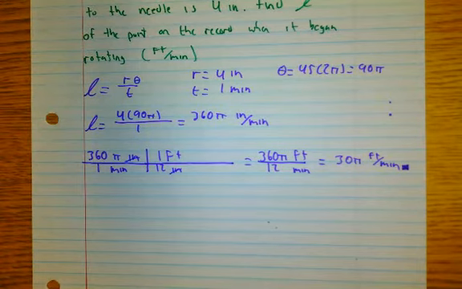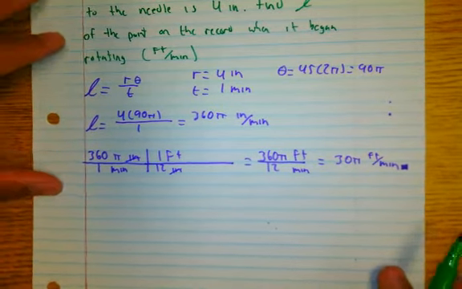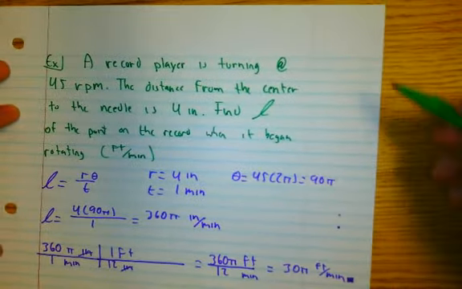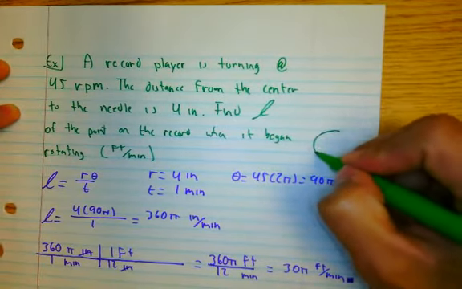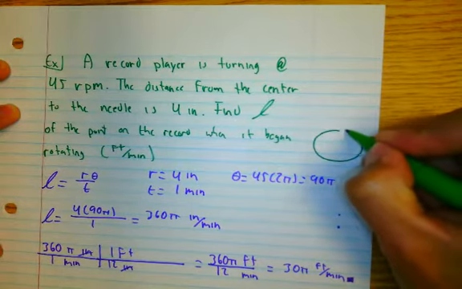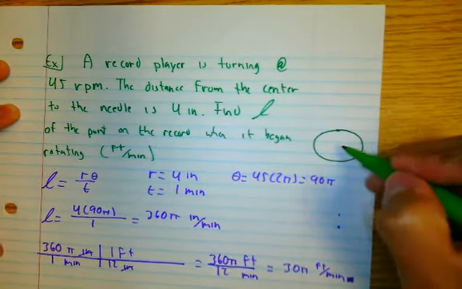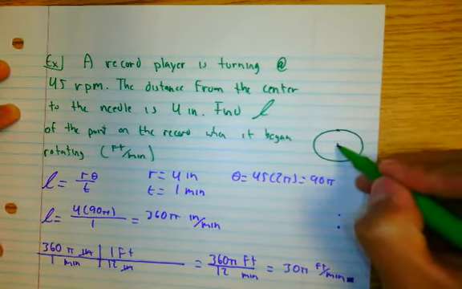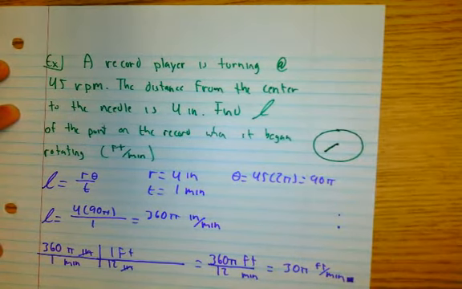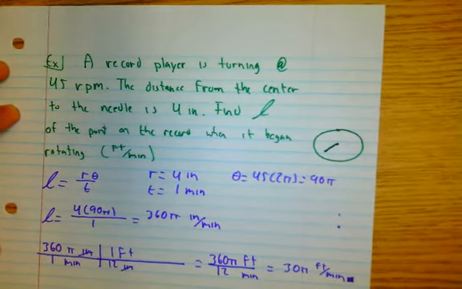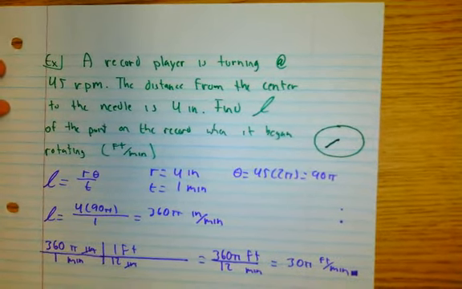Let's pretend that this is your record. Okay? And just pretend, just for our class purposes, there's a needle, and there's your needle right there from the center, just to make this problem easy. Cool? Awesome. Any other questions over linear speed before we move on to our next concept?